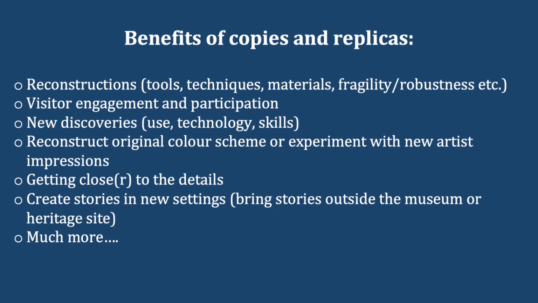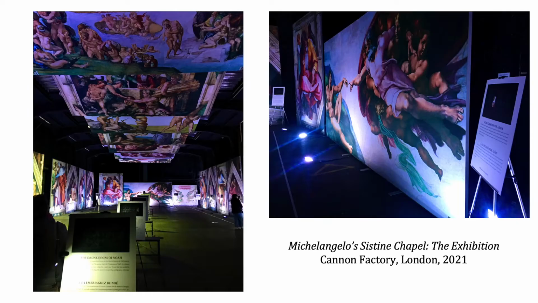Another huge benefit of using copies and replicas is getting up close to the detail. Now, here is an example from an exhibition, a traveling exhibition called Michelangelo's Sistine Chapel. I think it traveled, but these photos are from the Canon Factory in London from 2021. And the different images of the Sistine Chapel were copied and printed, and it was an amazing printing technique. You can really get up close.